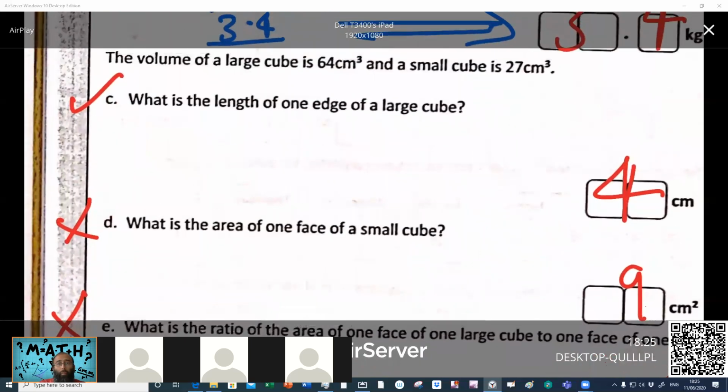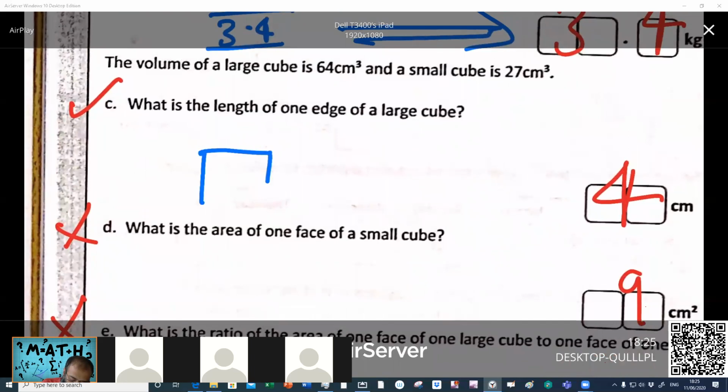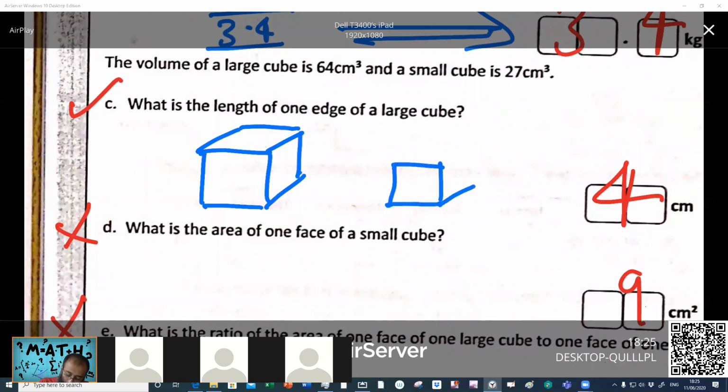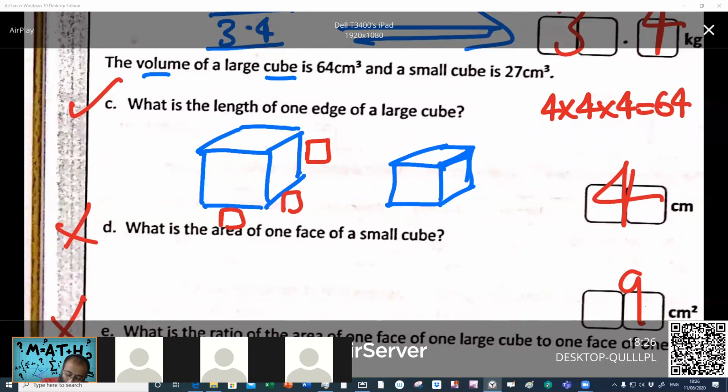Okay, the next question, these are really quick, keep it going. The volume of a large cube is 64 centimeters cubed, and a small cube is 27 centimeters cubed. What is the length of one edge of the large cube? Okay, now if it's a volume of a cube, 64, we're looking for cube numbers. So a number multiplied by itself and multiplied by itself to give you 64. So we say 4 times 4 times 4 is equal to 64. Or we can say the cube root of 64 is equal to 4. So both ways we get the same answer.